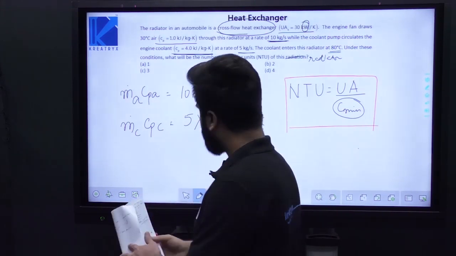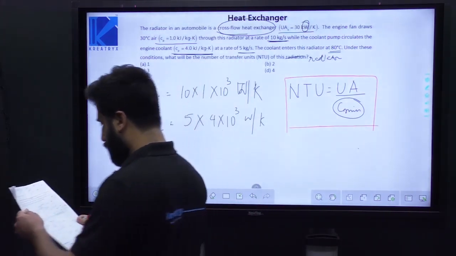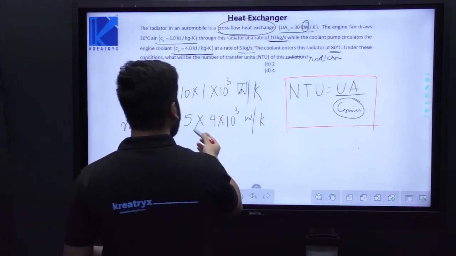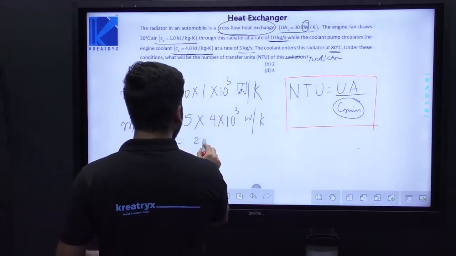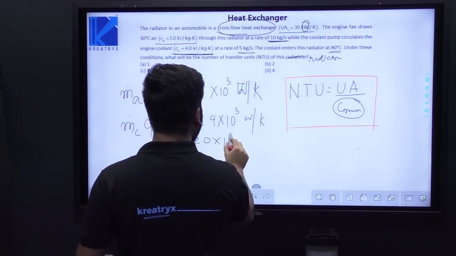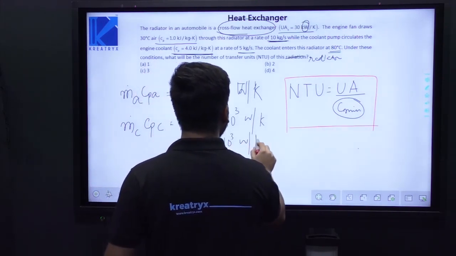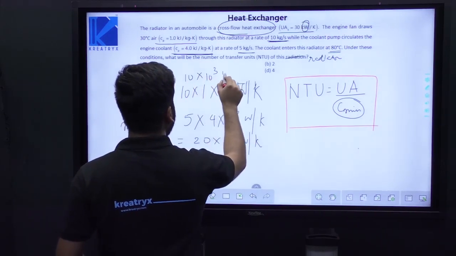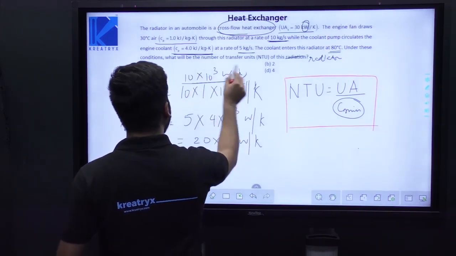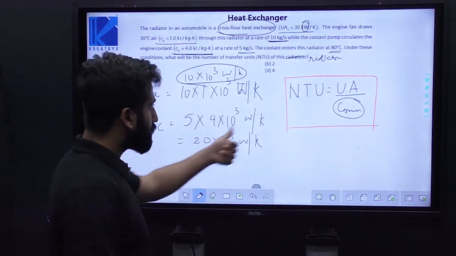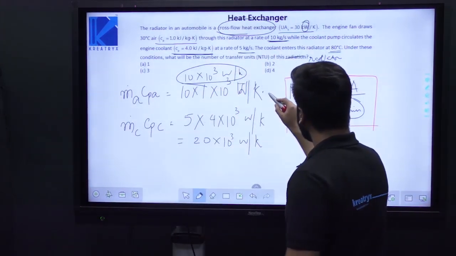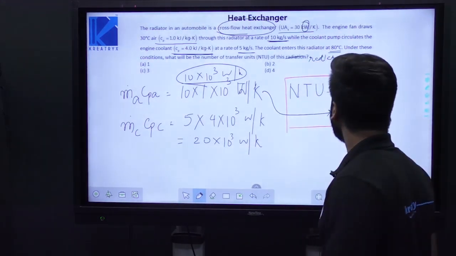So the heat capacity of air is 10 into 10 to the power 3 watt per Kelvin, and the heat capacity of coolant is 20 into 10 to the power 3 watt per Kelvin. So obviously the heat capacity of air is C minimum. Put this value here.